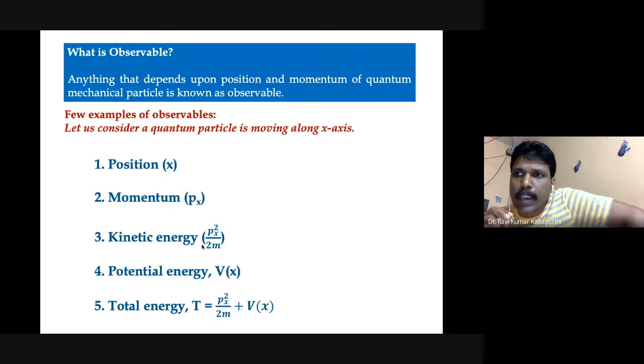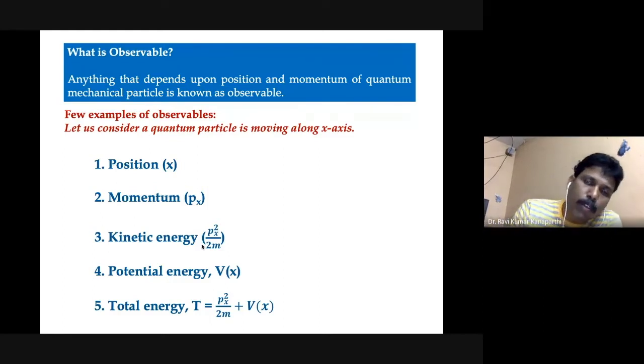Now, the observer is somebody who is observing this freely moving particle. The observer is probably interested in observing the position of the free particle. You have a particle that is moving, and as an observer you want to know what is the present position and what is the position after some time. Therefore, the position of the particle is one observable.